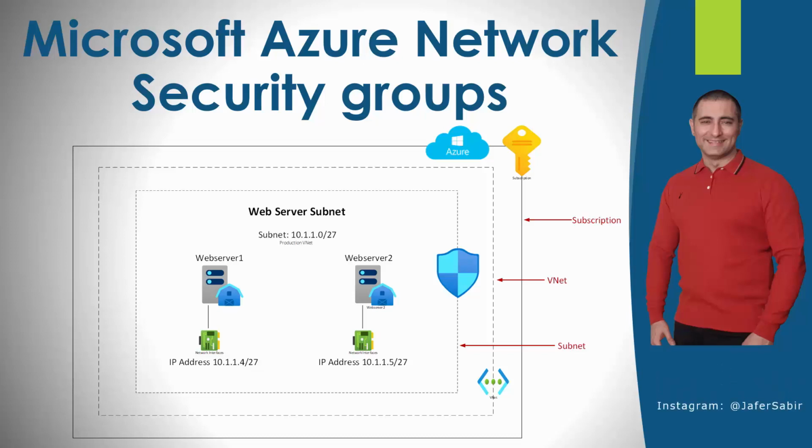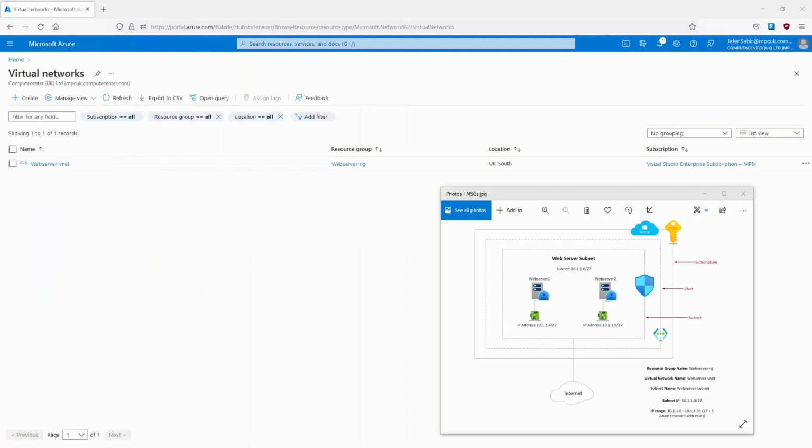In this video, we will have a look at Microsoft Azure Network Security Groups. Network security groups contain rules that allow or deny traffic to virtual machines within a virtual network. You can associate a network security group to a subnet or to the VM network interface card itself, restricting traffic to and from that individual virtual machine.